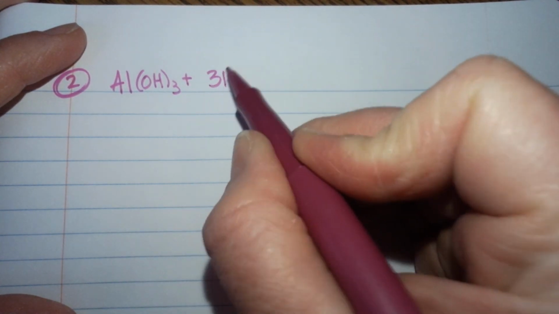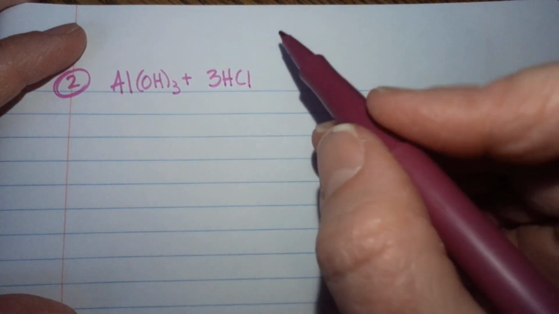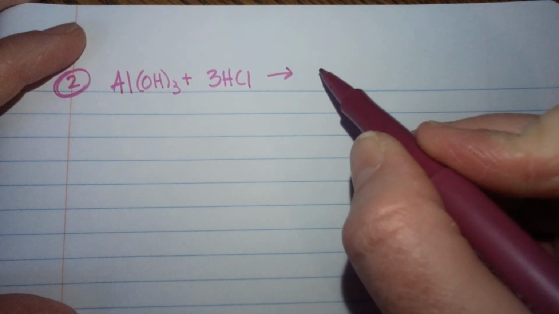It says, given the following equation, we're doing the same thing. We're going to start with an equation from the worksheet. It says aluminum hydroxide. And these are great because they already give you the balanced chemical equation. They don't make you balance it.